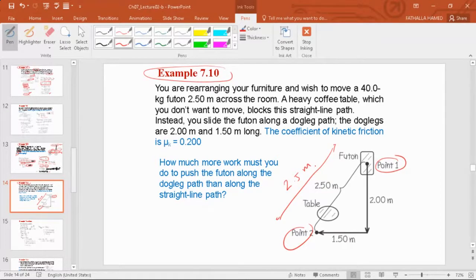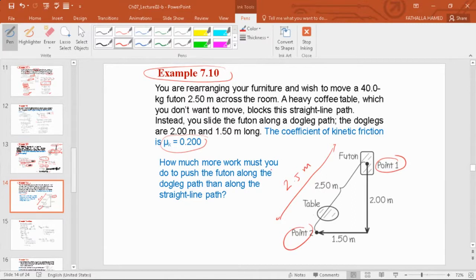A heavy coffee table, which you don't want to move, blocks this straight line path. Instead, you slide the photon along a dog-leg path. The dog legs are 2 meters and 1.5 meters, but there is friction, and the coefficient of kinetic friction between the photon and the floor is 0.2.